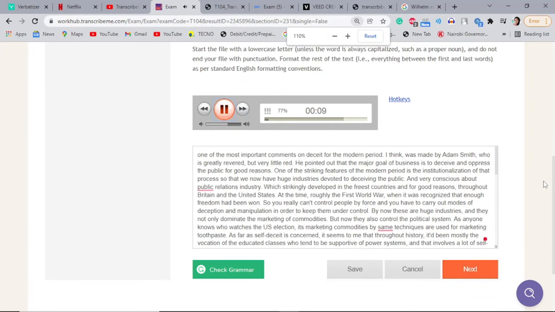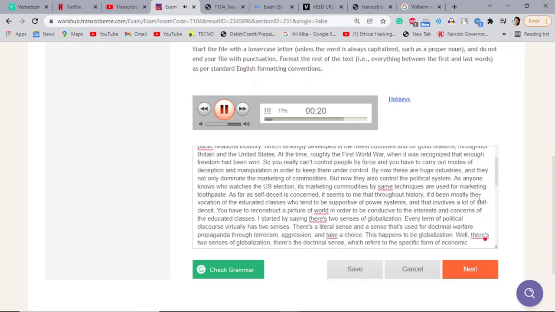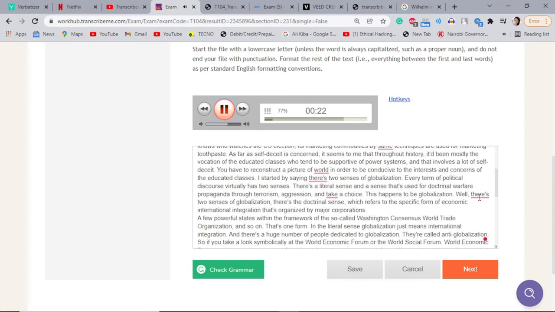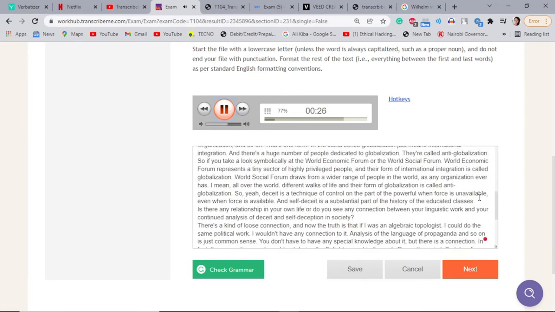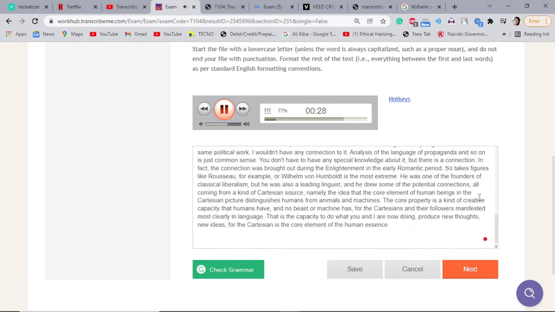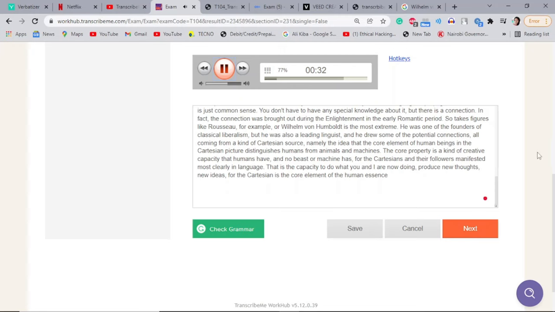He pointed out that a major goal of business is to deceive and oppress the public for good reasons. One of the striking features of the modern period is the institutionalization of that process, so that we now have huge industries devoted to deceiving the public. And they're very conscious about public relations industry, which strikingly developed in the freest countries for good reason.